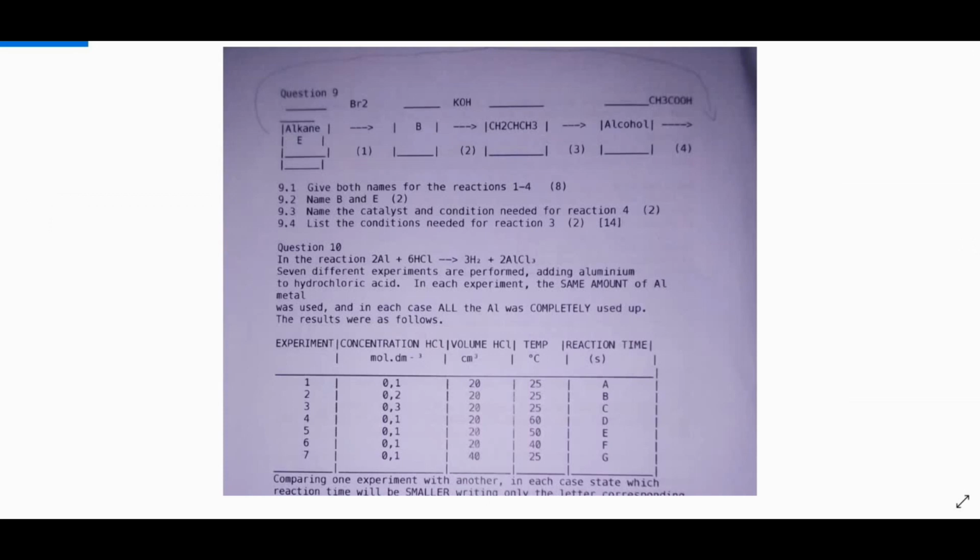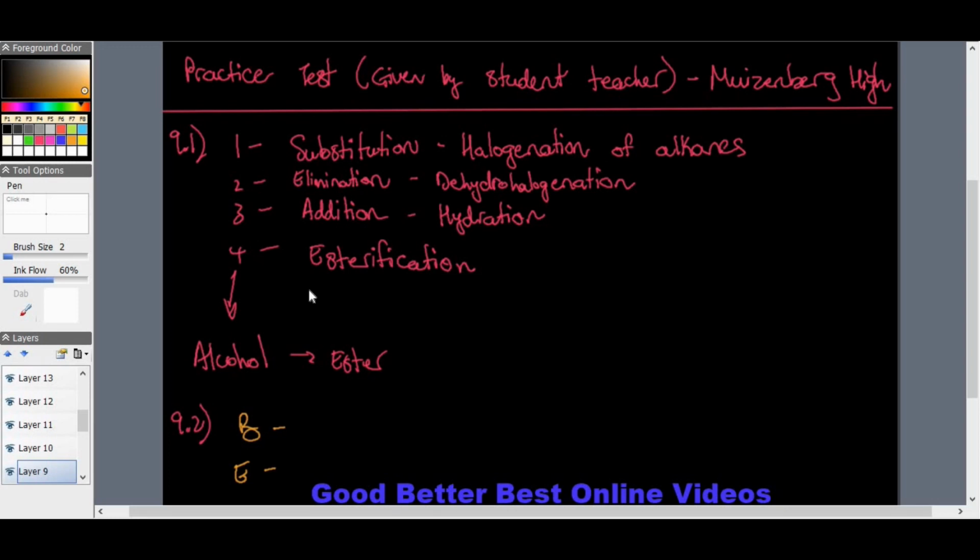Is it perhaps 2-bromopentane? I'm trying to see. If I count 1, 2, 3 carbons here, pentane is 5, isn't it? You mean bromopropane. There we go, propane. So that would be 2-bromopropane. Excellent. That was quite a basic one.